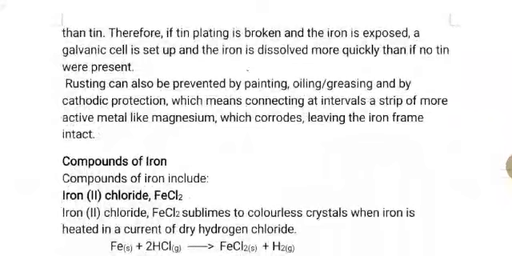Rusting can also be prevented by painting, oiling, greasing, and by cathodic protection, which means connecting at intervals a strip of more active metal like magnesium, which corrodes, leaving the iron frame intact.